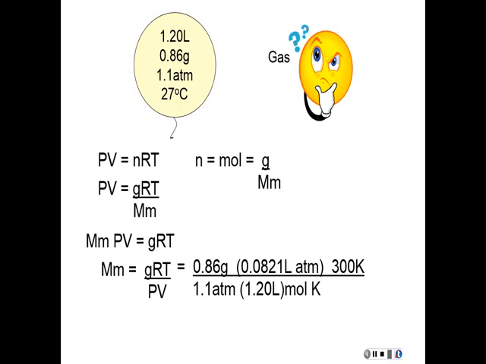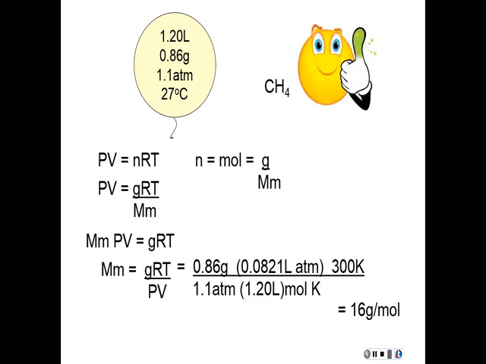Liters would cancel. Kelvin will cancel. And I'm going to be left with grams per mole, and that is molar mass. So what do we get for an answer? 16 grams per mole. Now I wonder what common gas that could be. Well, as it turns out, that could be CH4, and that would be our answer.